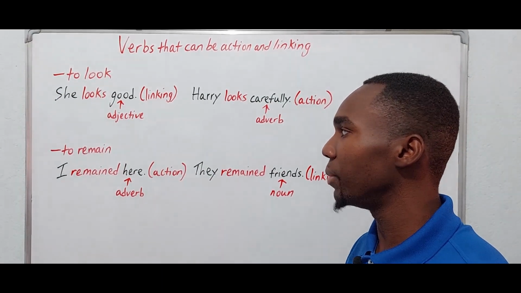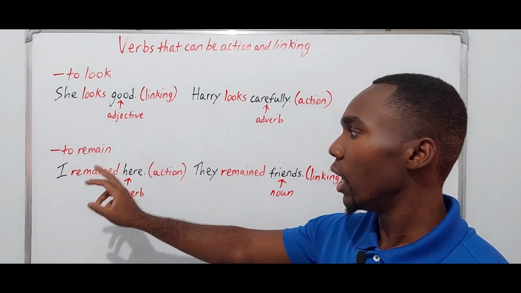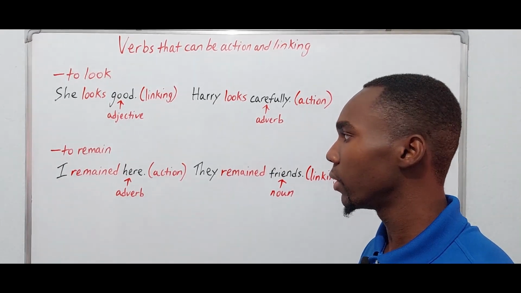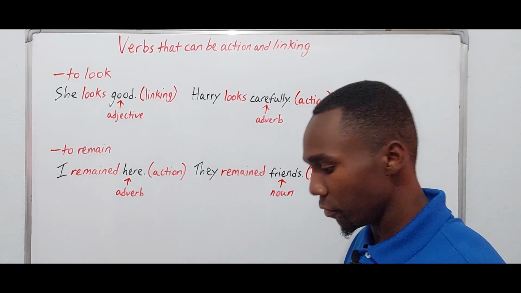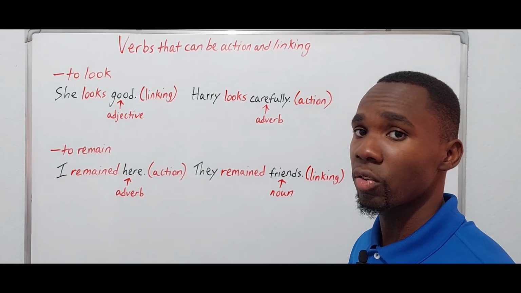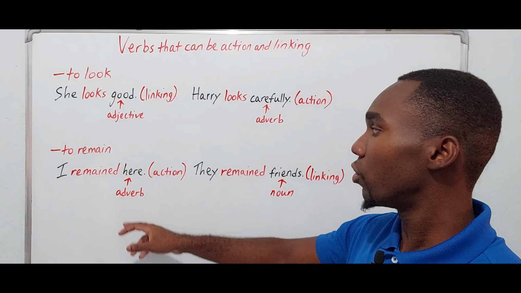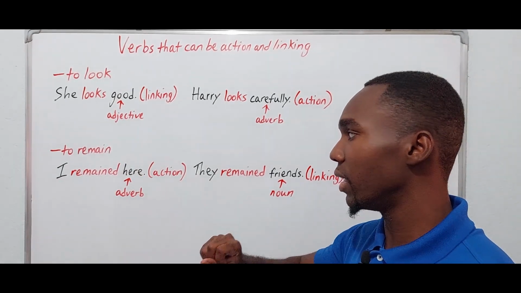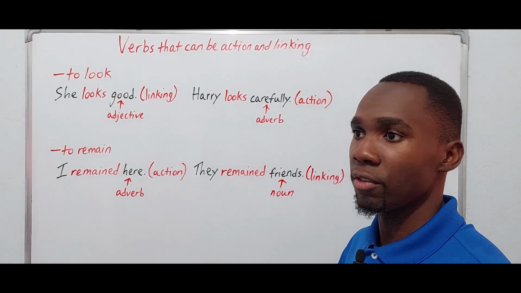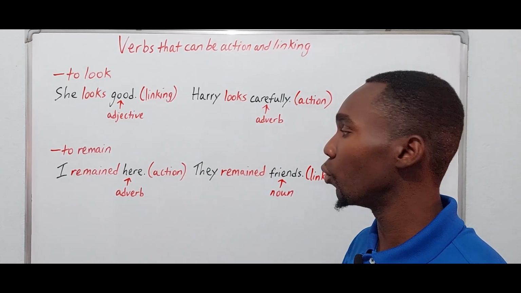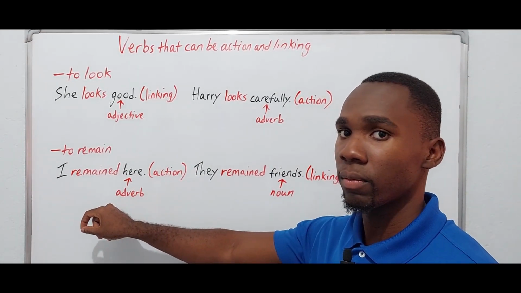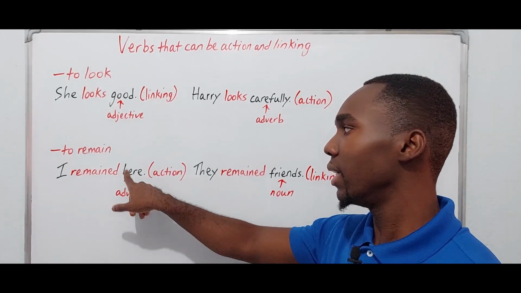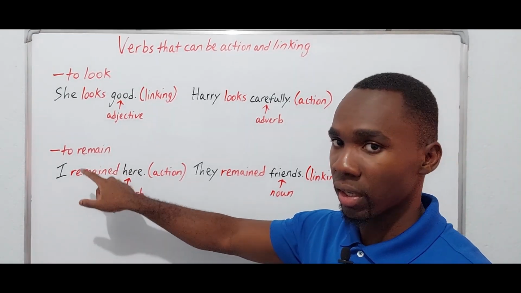Another one would be to remain. So I remained here. Remain in this case is talking about a physical action of staying in one place. So that's an action. Okay? So we use an adverb there. Here would be an adverb of place because it tells us where I remain, where the action took place. Okay? So here would be describing remain, which is an action verb.